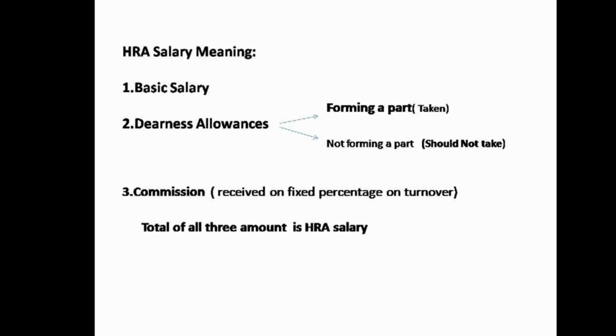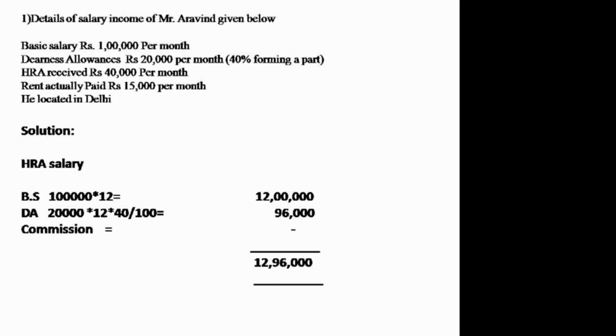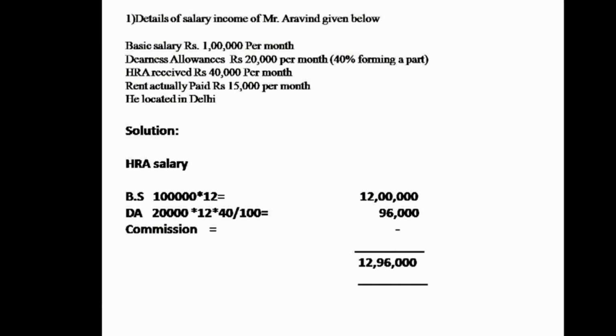Next we will see one important problem. I have given the problem. Details of salary income of Mr. Raghavan are given below. His basic salary is 1 lakh per month. His DA allowance is rupees 20,000 per month, in which only 40% is forming a part. The rent actually paid by him is rupees 15,000 per month. He is located in Delhi. This is an important category while applying the HRA rules.